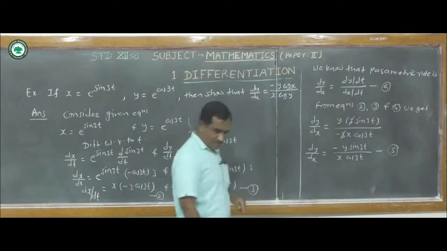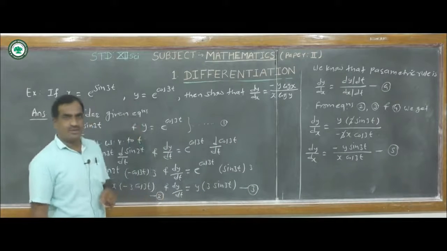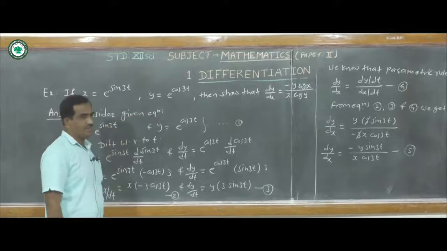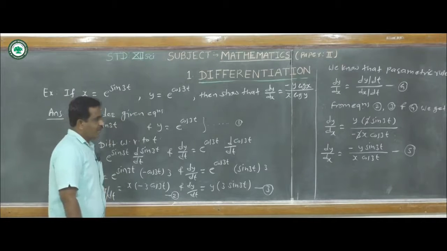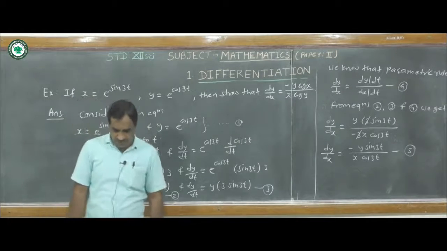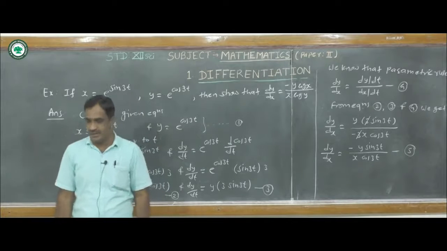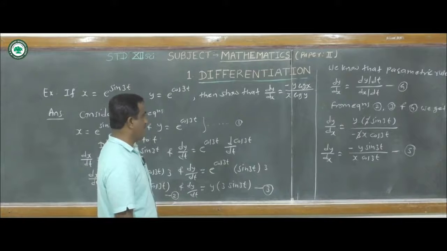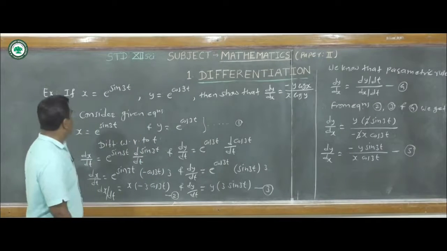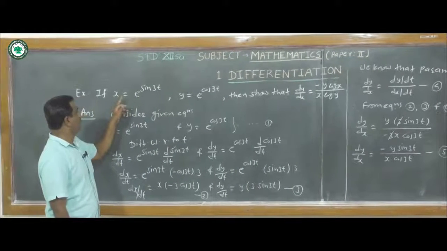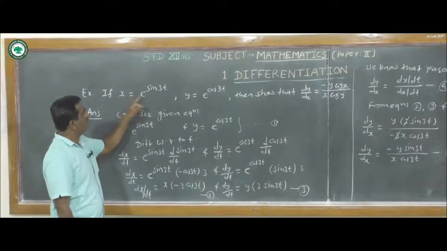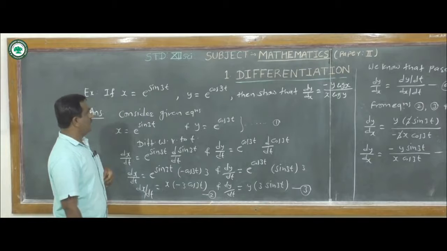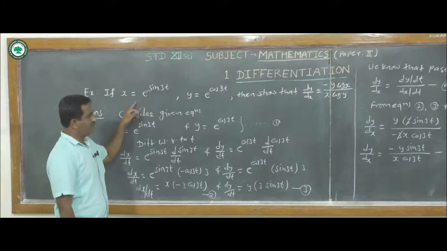Now from equation first and by the definition of logarithm, from these two equations and the definition of logarithm, what is the definition of logarithm? If y is equal to a raised to x, then x is equal to log y to the base a. Using this definition we can write here the value of x equal to e raised to sin 3t, meaning sin 3t equal to log x to the base e.